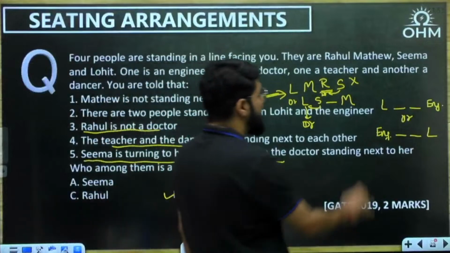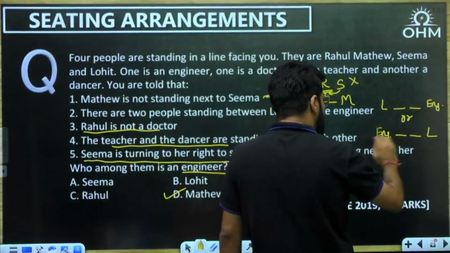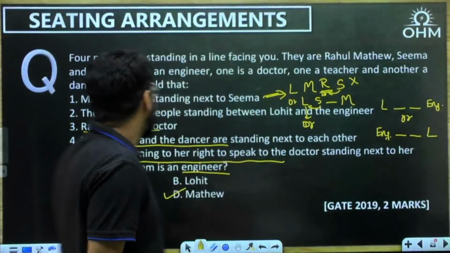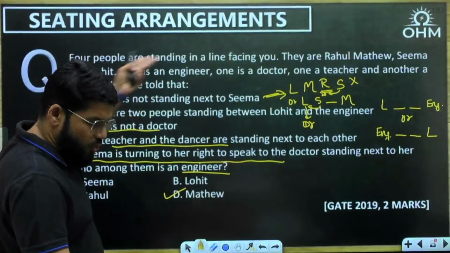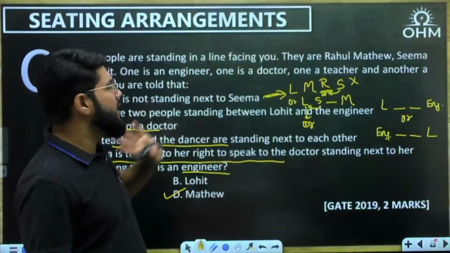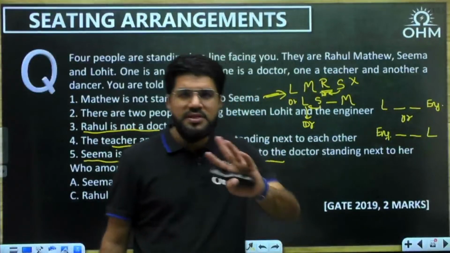Okay, I started with L dash dash engineer. If by chance it was not turning out to be true, then I would try this: engineer dash dash Lohit. Because this statement, there are two people between Lohit and engineer, so Lohit and engineer are at the boundary. Then Matthew is not standing next to Seema, so Matthew and Seema are alternate. Lohit is already fixed, so Matthew and Seema are second and fourth.